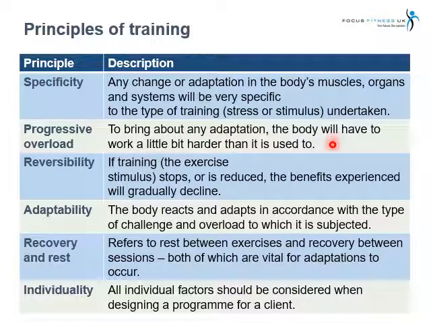In order to get an adaptation, you have to create overload, so the body will have to work a little bit harder than it's used to. We're all familiar with this from training, what sometimes makes us ache a little bit. But the thing about progressive overload is once you've adapted to that first stimulus, you then need to keep expanding it to make it harder. Otherwise, you do plateau. So you need to make sure you've got overload, but the overload needs to get higher. You need to keep upping your weights, doing extra reps, running for longer, running faster. You're fairly familiar with this concept, I'm sure, but that's what it's called: progressive overload.